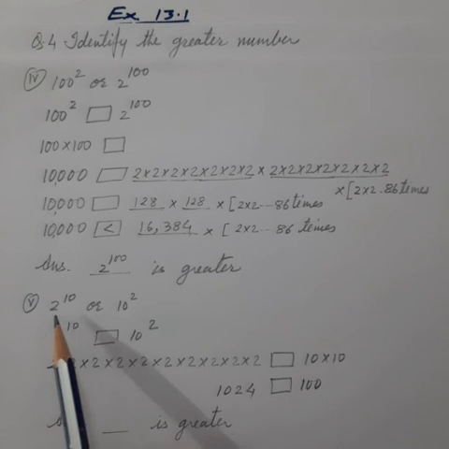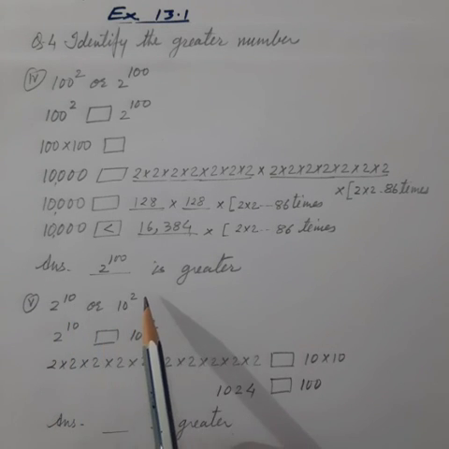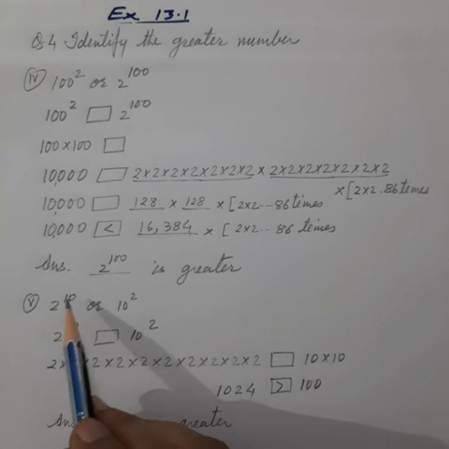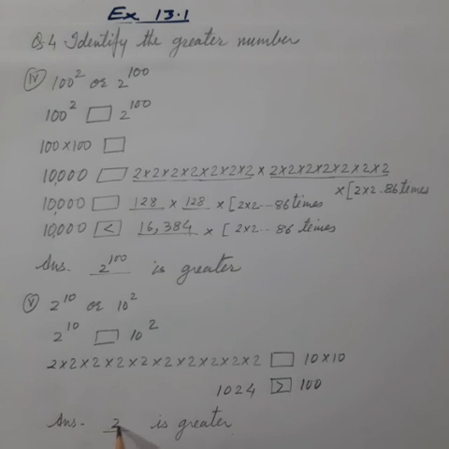Which is greater? 2 raised to the power 10 or 10 square. The value of 2 raised to the power 10 we get 1024 and value of 10 square we get 100. 1024 is greater than 100 and this is the value of 2 raised to the power 10. So 2 raised to the power 10 is greater.